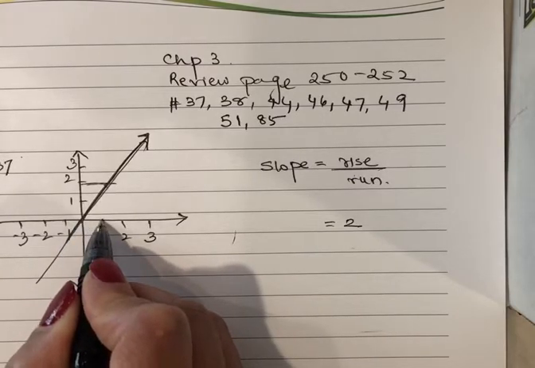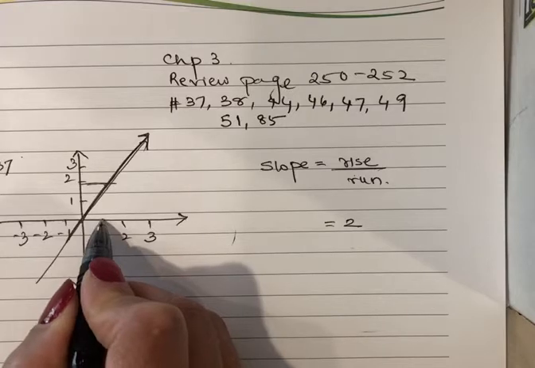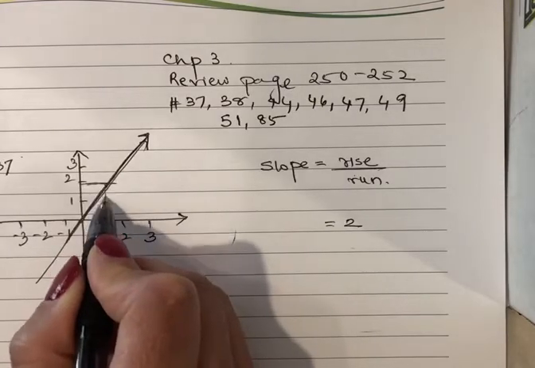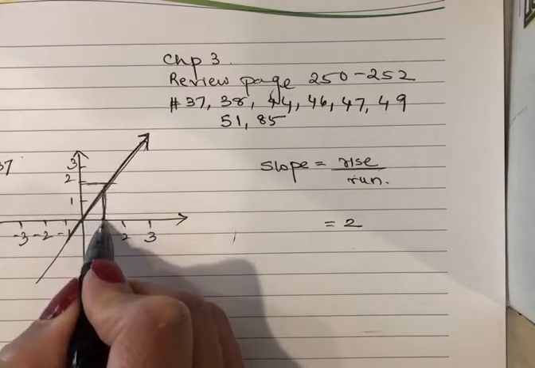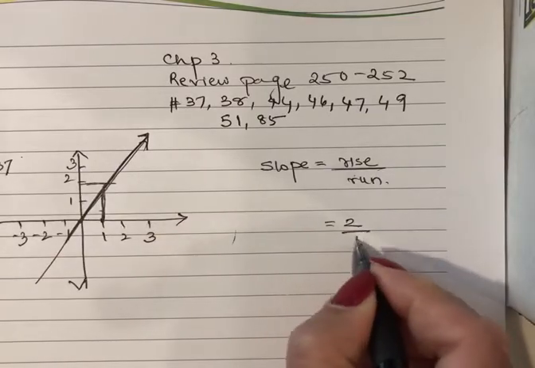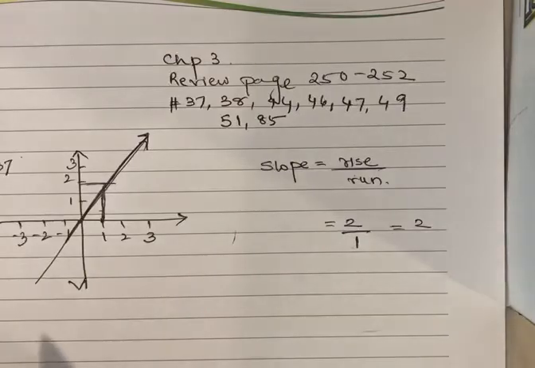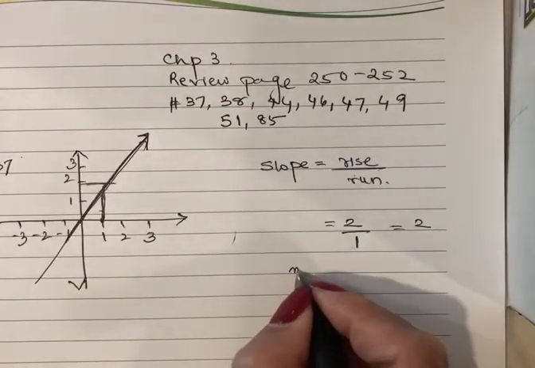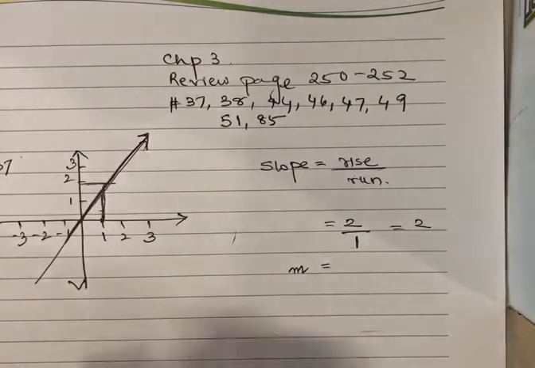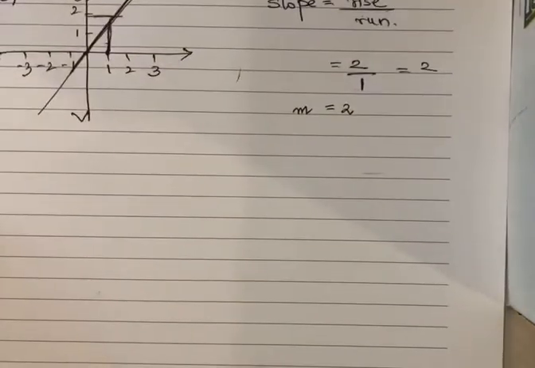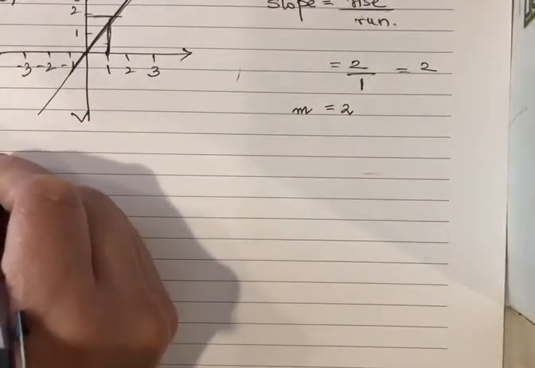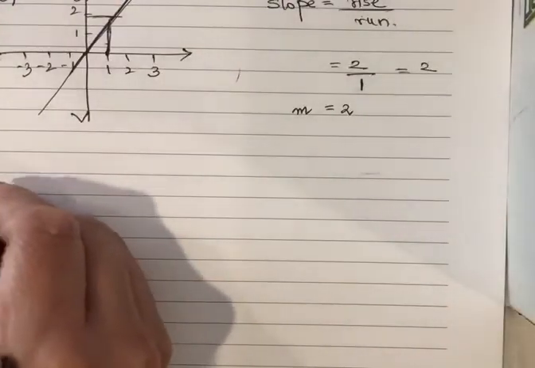Now if you actually look at the problem in the book, it is actually at 1. I have drawn it incorrectly. So this is at 1, so your run is 1. Hence your slope is 2. Slope is given by variable m, which is 2. Moving on to the next problem, which is number 38.